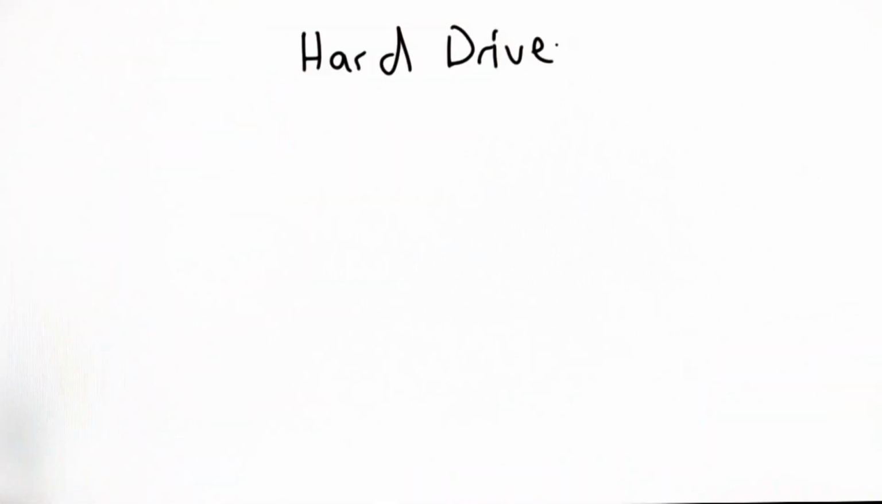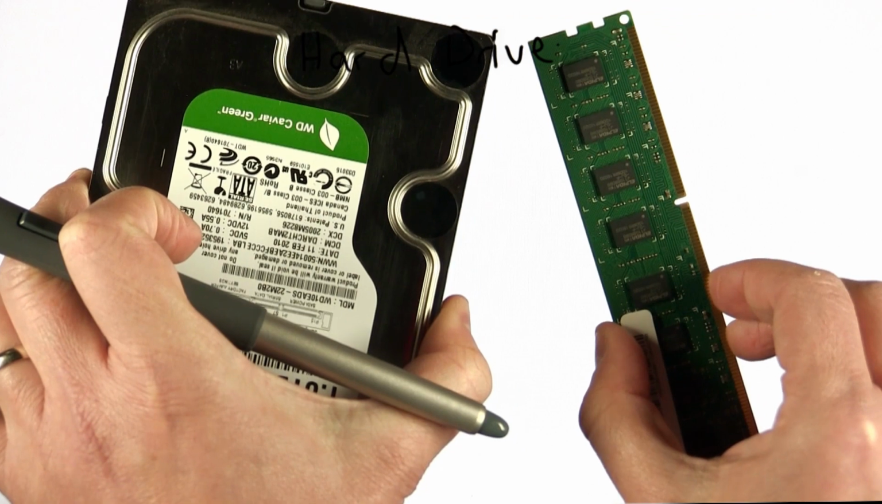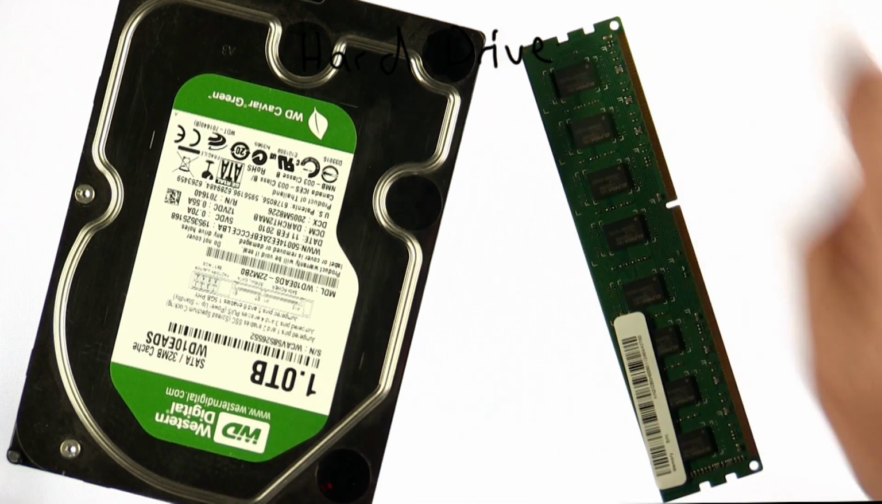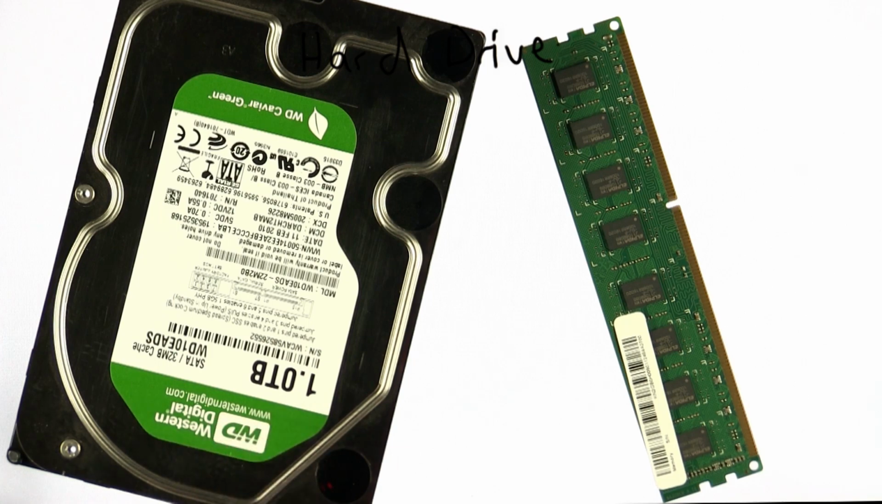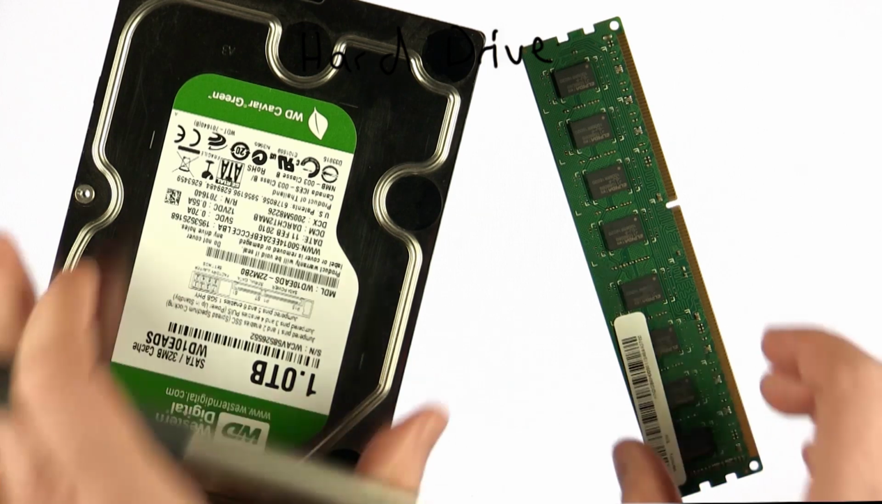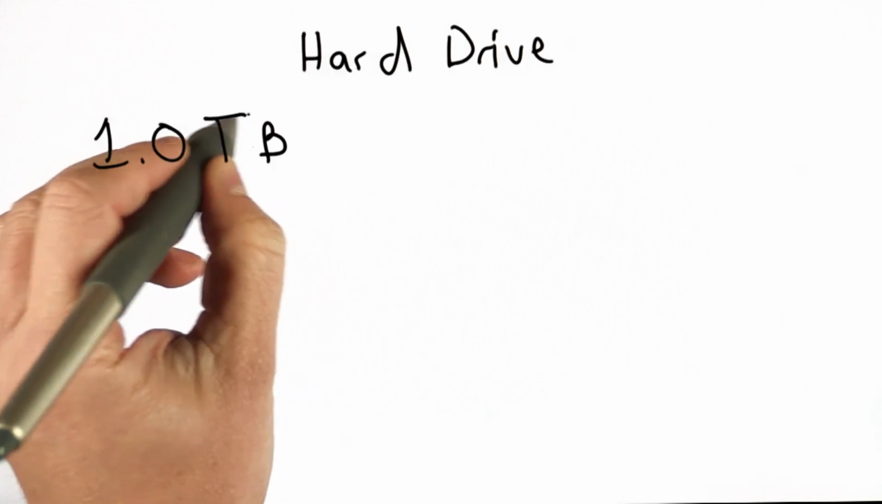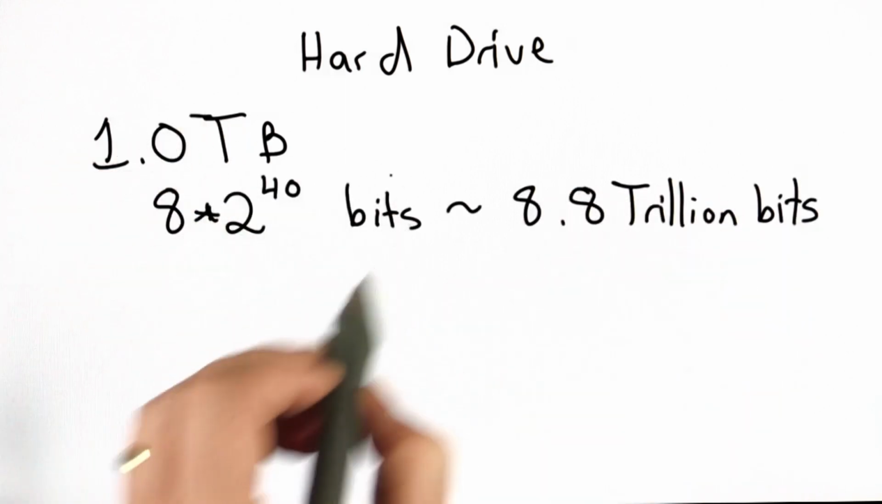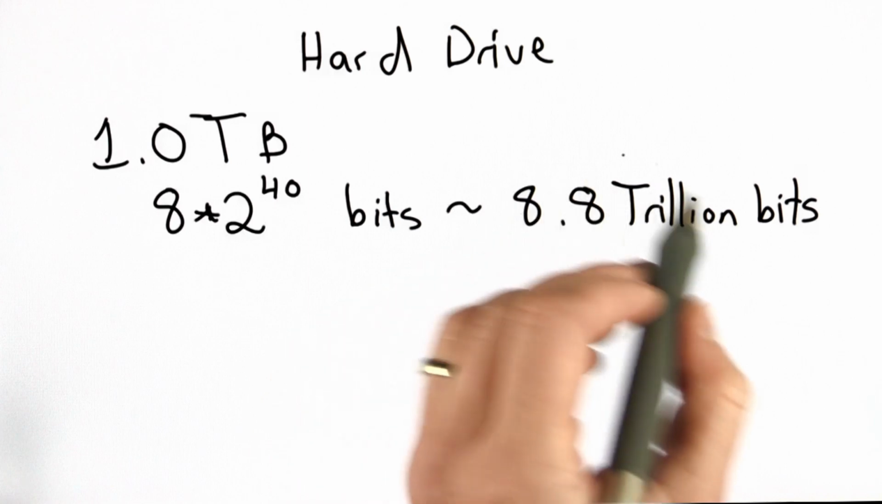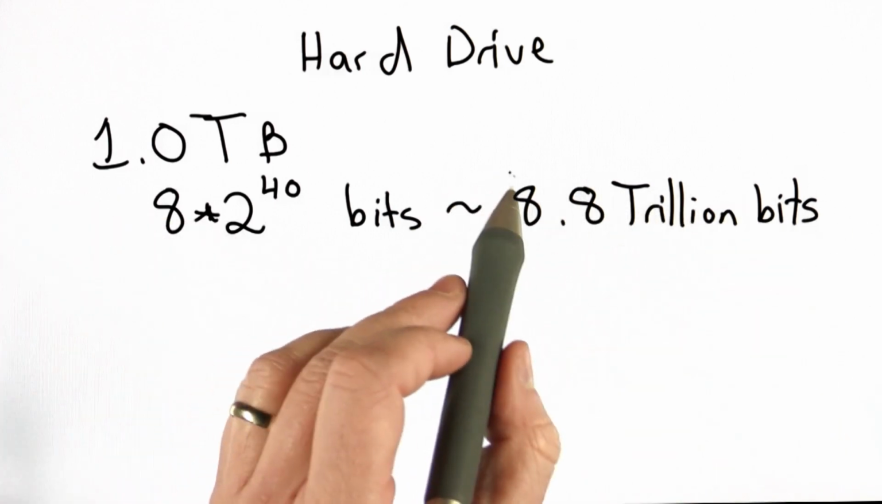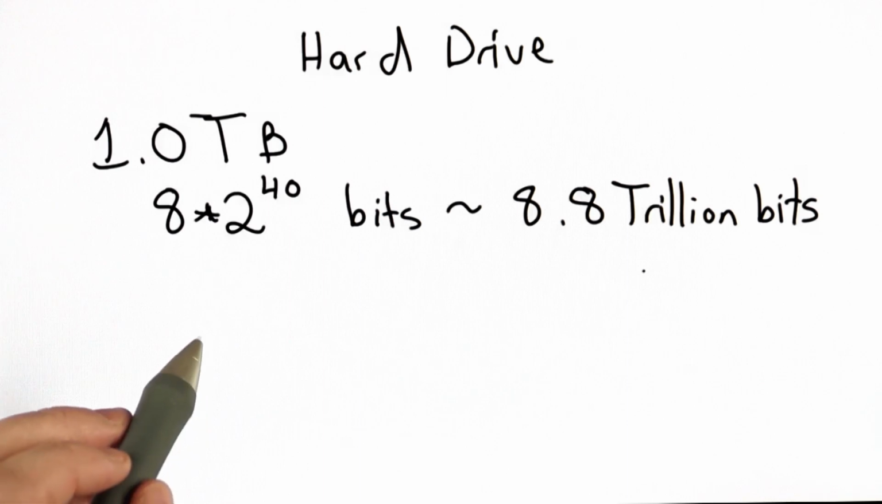So you see the hard drive is a lot bigger than the DRAM. Stores a lot more memory. This was 2 gigabytes. This is 1 terabyte. So that's 500 times as much memory. And a terabyte is close to 1,000,000,000,000 bytes. So that's 8 times 2 to the 40 bits, which is equivalent to 8.8 trillion bits. This is enough memory to store about 250,000 songs.